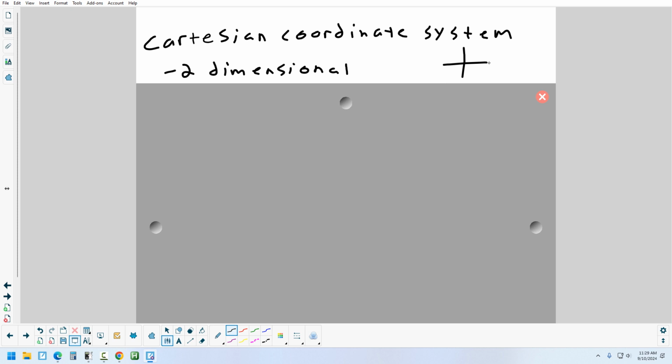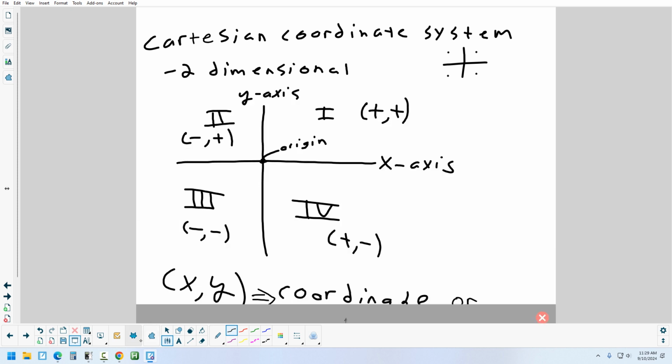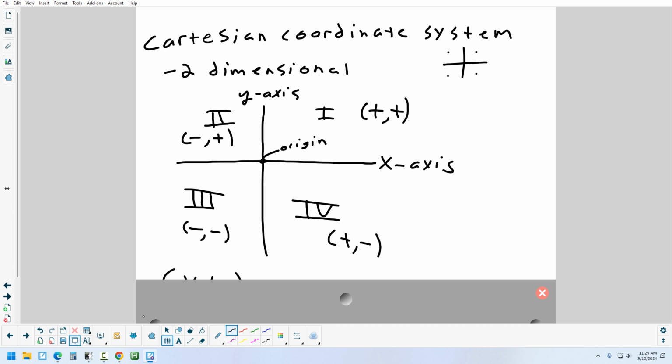When you draw the axes, it separates the plane into 4 different areas. Does anybody remember what we call those 4 areas? Yep. Those are called quadrants. The quadrants are numbered 1 through 4, starting in the upper right, going counterclockwise.